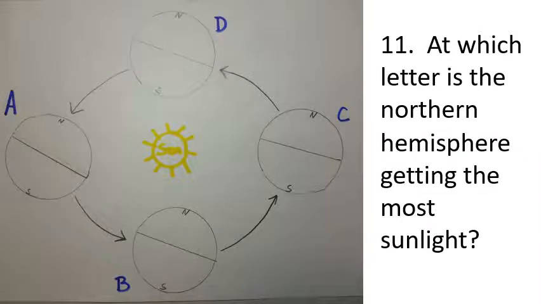At which letter is the northern hemisphere getting the most sunlight? Well, when are the days the longest? When we're getting the most sunlight, when we're tilted most towards the sun, that's going to be letter A. We're getting the most sunlight at A because we're tilted towards the sun.